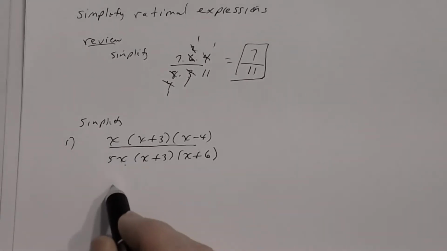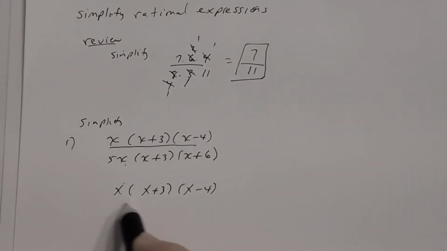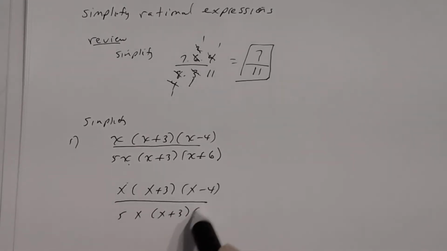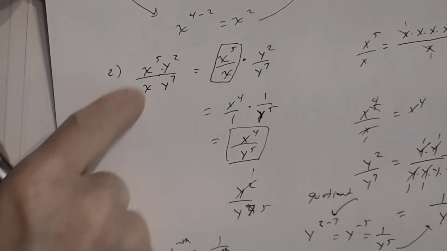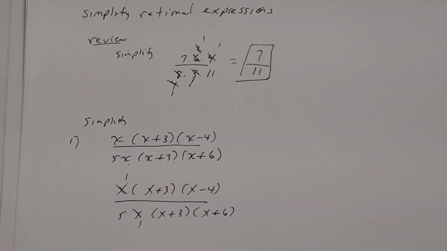So I can reduce these. Let me rewrite this. I get x times x plus 3 times x minus 4 divided by 5 times x plus 3 times x plus 6. So these factors of x divide out. And again, that takes us to our discussion in the previous lesson, where we had factors of x that I could divide out. So that same idea applies.